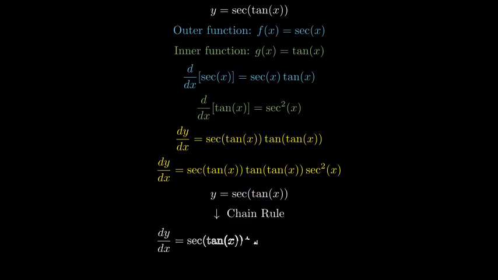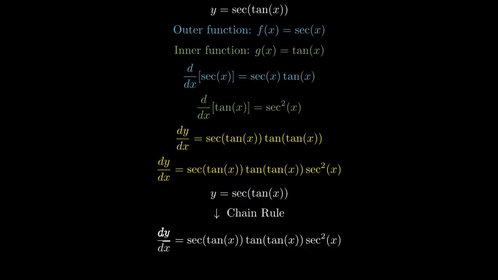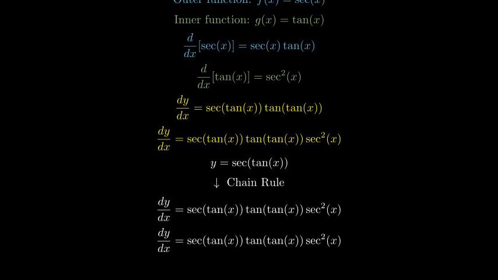Let's organize this visually to see how we got here. Let's highlight the key parts of our solution. This first part comes from the derivative of secant, evaluated at tangent of x. And this last part is the derivative of tangent x.